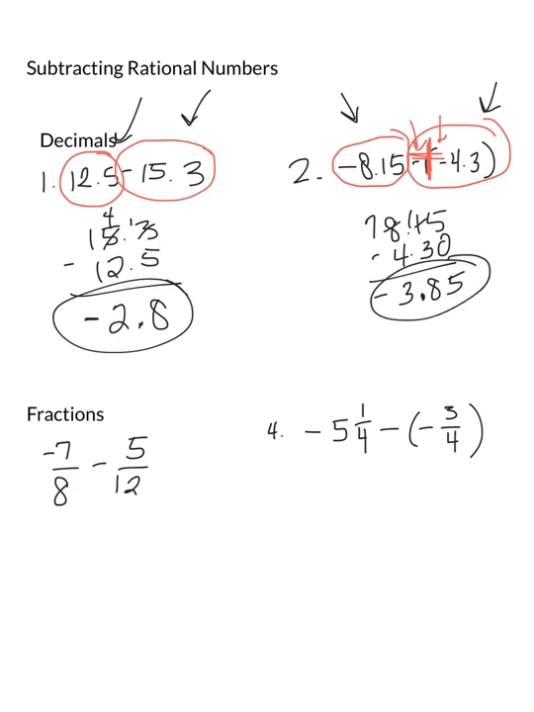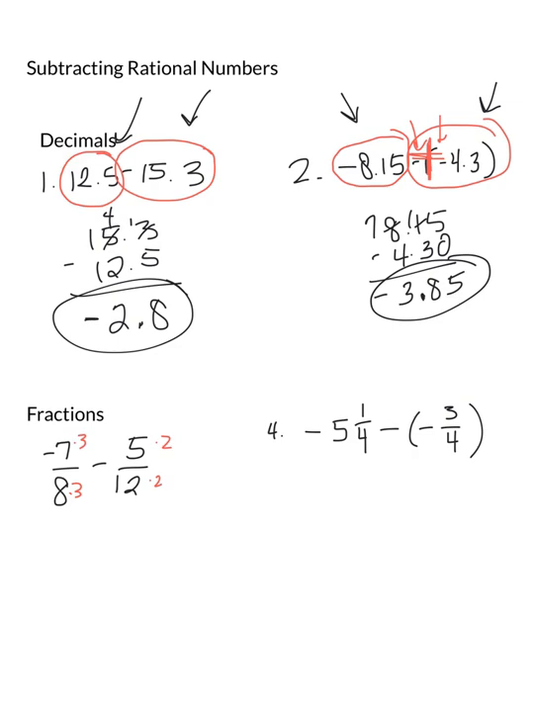Same exact concept applies to fractions. Okay? But the first thing we have to remember with fractions is creating that common denominator. So in number 1 here, we have negative 7/8 minus 5/12. Your common denominator here is going to be 24. So what I'm going to do is I'm going to multiply this one by 3 over 3. Okay, and I'm going to multiply this one by 2 over 2. So multiply them by that common value.